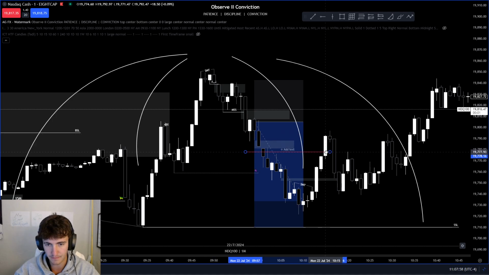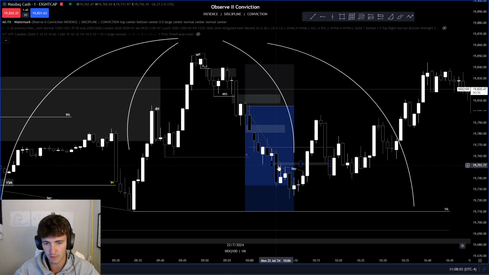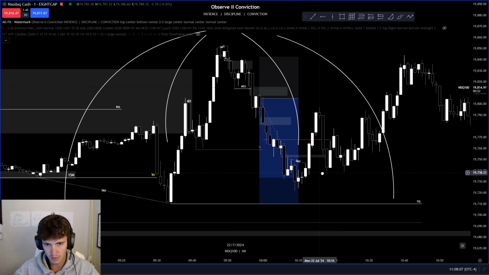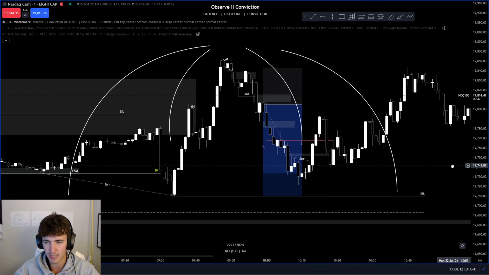We respect this fair value gap. We create another fair value gap right here. My stop is like right here. Now, I know if we disrespect this fair value gap, more than likely we're going to go back up. And what do we do? We go back up. So I got out of all my position around this area. Earned a nice 0.5%. I'm up on my account.